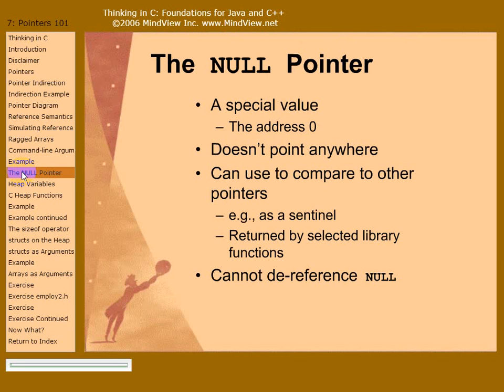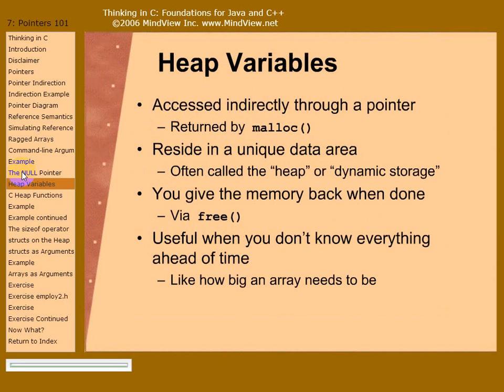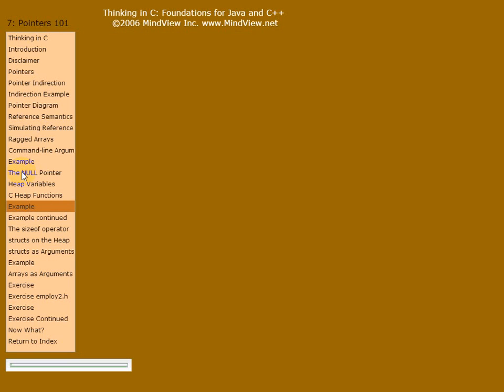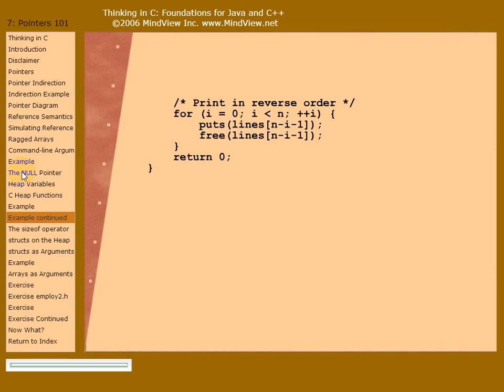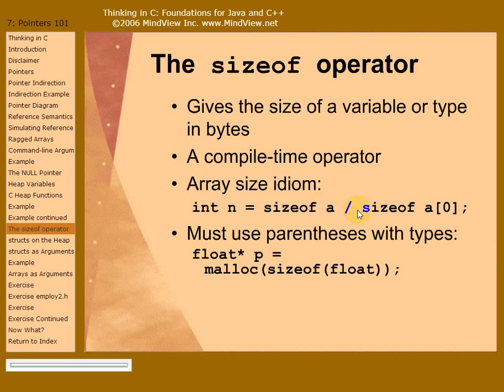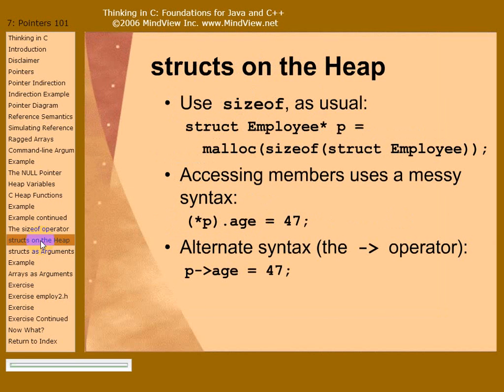The null pointer: it doesn't point anywhere, and you can't dereference null. The heap, and freeing heap values. Examples, sizeof, we looked at that before. Structures on the heap.